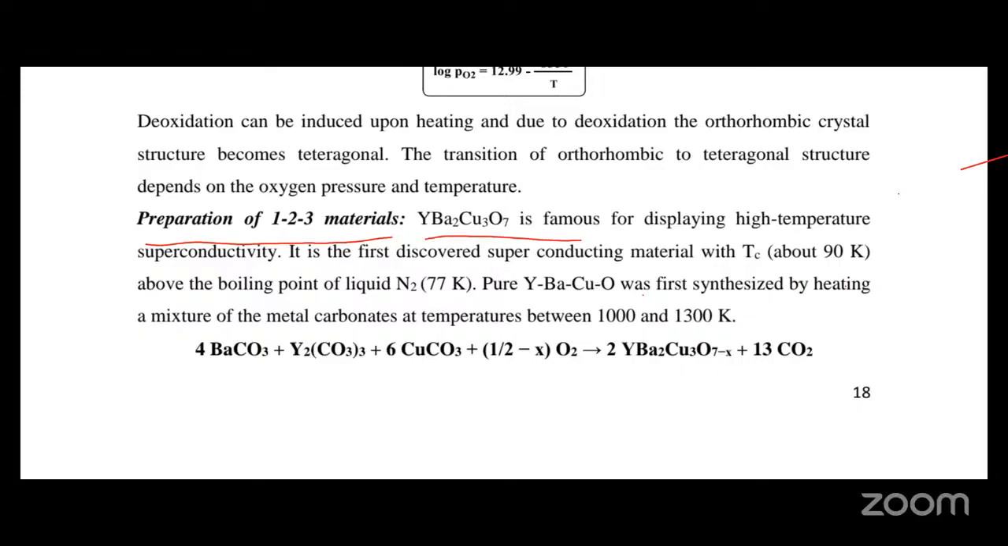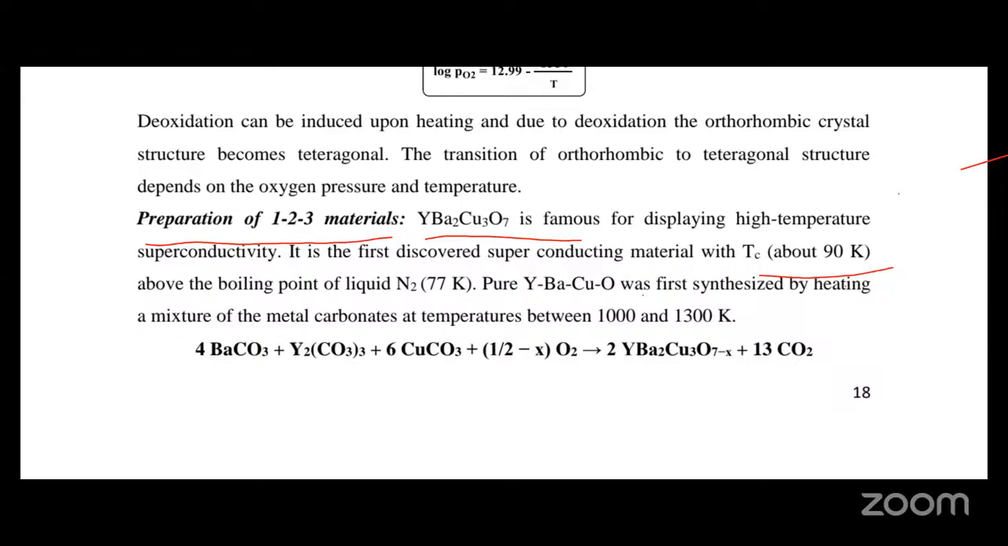1, 2, 3 materials. That is YBa2Cu3O7, which is a high temperature superconductor, in which superconductivity was observed at around 90 Kelvin. In some books, 95 Kelvin or 96 is also mentioned. How are we going to prepare these 1, 2, 3 materials? 1 yttrium, 2 bariums, 3 coppers, all combined with oxygens. That is called YBa2Cu3O7.